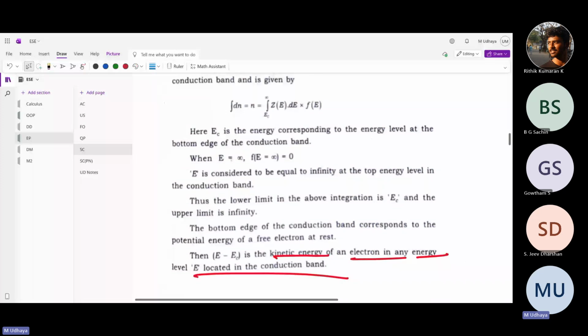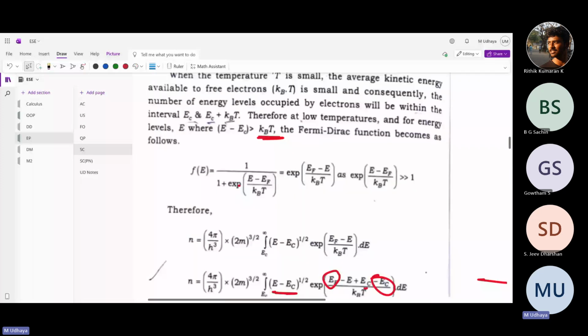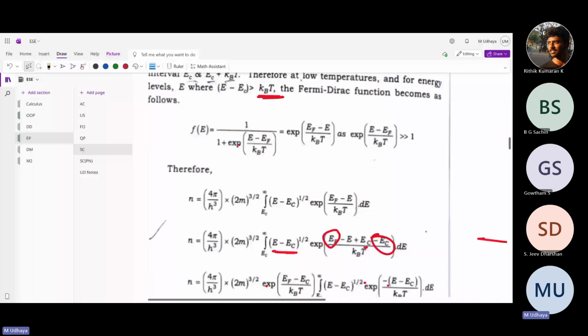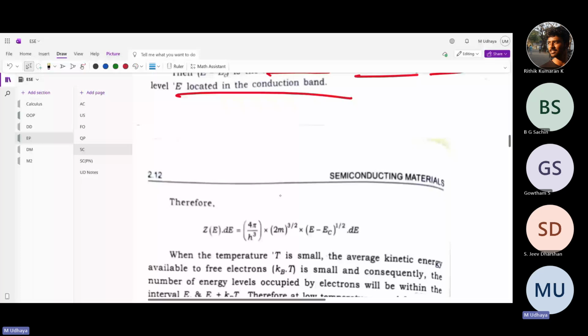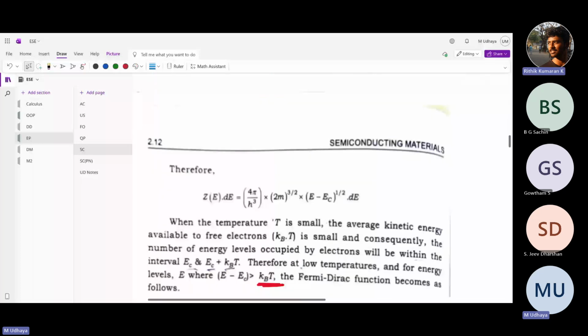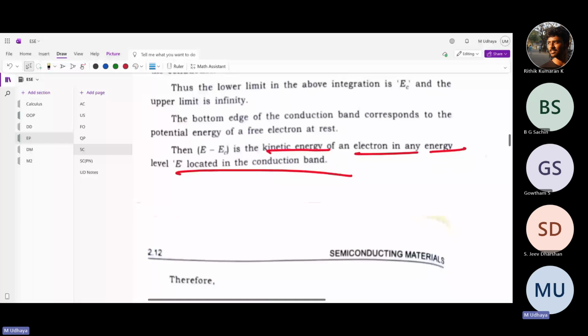So our formula will go like this. We know the density of states is 4 pi by h cube, 2m power 3 by 2, root E dE, but there is a glitch here. Where are you applying that interval? The energy difference which you are talking about is E minus EC, because you are putting your E above EC. That is the amount of kinetic energy of an electron at any energy level E located in the conduction band. That is the energy which is far more above the conduction band, and that is the energy I am looking for. So in this case, you will substitute all the E's as E minus EC.